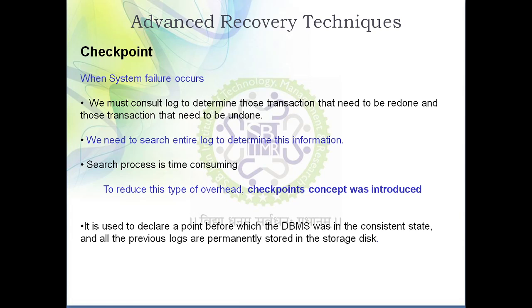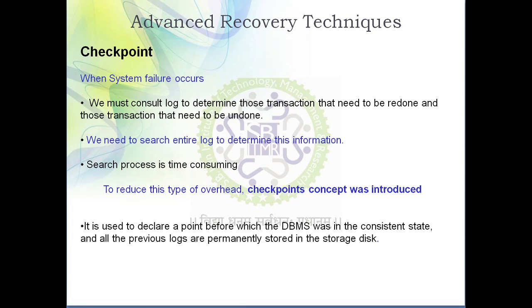When there is a failure in the system, we need to consult the log to see what transactions we have to undo and what transactions we have to redo. That means we need to search the entire log to determine this. So this search process is time consuming. How do we make this process faster? In order to make this process faster, there is the concept of a checkpoint. To reduce this type of overhead, we have the concept of checkpoint.